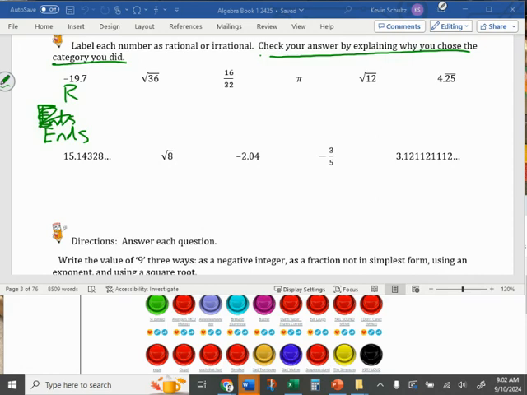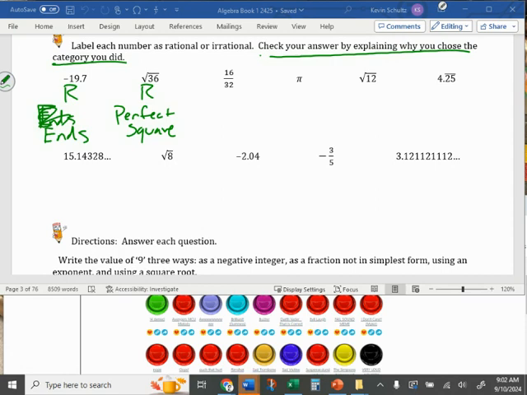Root of 36. Rational or irrational? Rational. Why? Because it ends. You could write that. You could also say it's a perfect square. Whole number. Okay, it ends up being a whole number. 6, exactly.